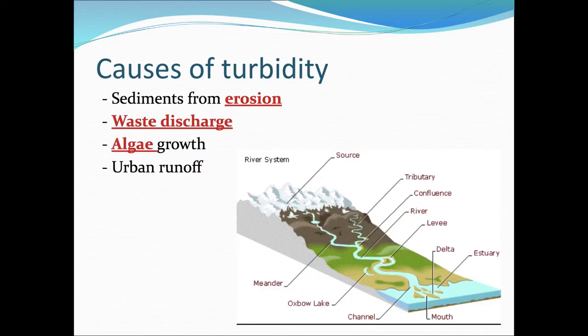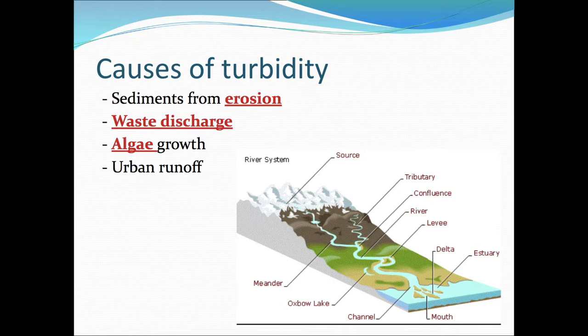Okay? So why does turbidity happen? So some causes of turbidity: sediments from erosion. So remember, erosion is a natural process, but people can make it worse by cutting down trees. Because when you get rid of trees, remember from our little geosphere unit, when you get rid of plants, soil is no longer held in place. So that sediment ends up in water.